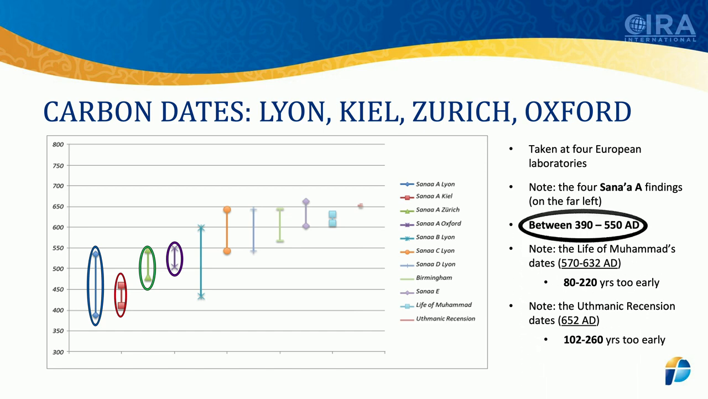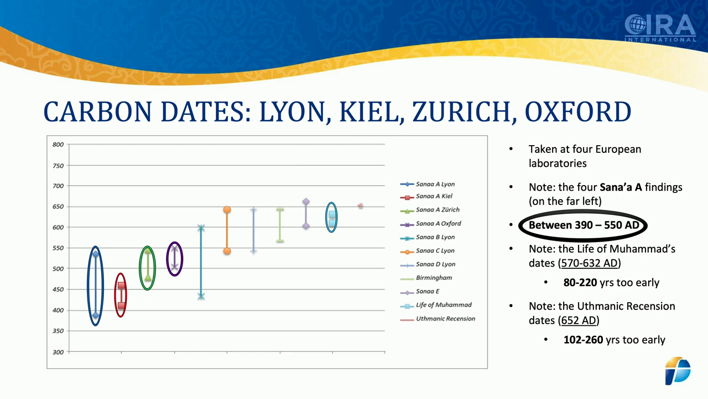Now, notice that all of these go from 390 up to 550. That's before Muhammad, that's before the Quran, that's before Islam. When you look at when Muhammad's dates are, and that's what I've just circled in blue right here, those two blue, that's Muhammad's dates. That's when he was living. You notice that some of them started before, they're 80 to 220 years earlier. That's right. Than his life.